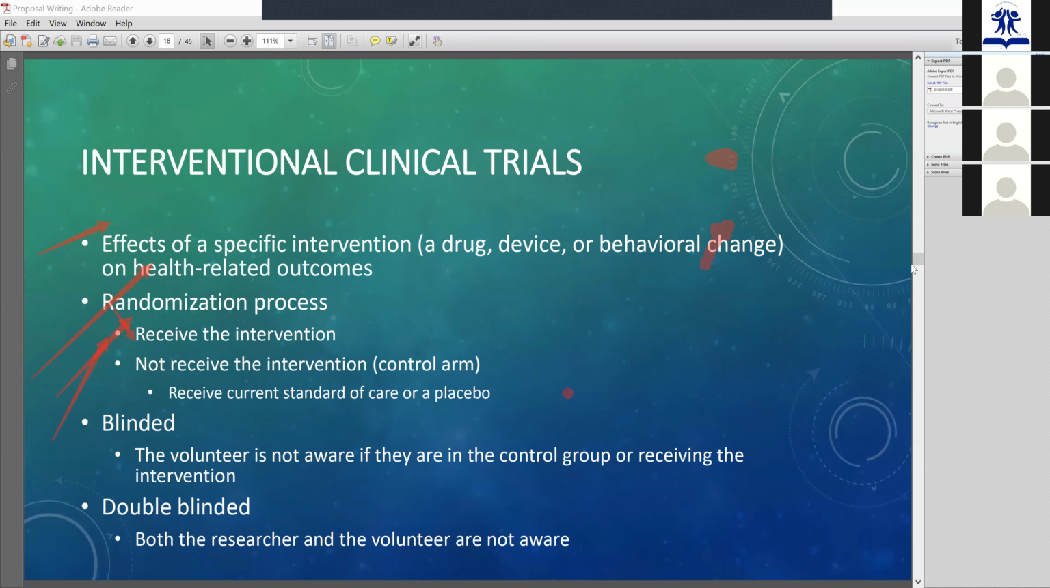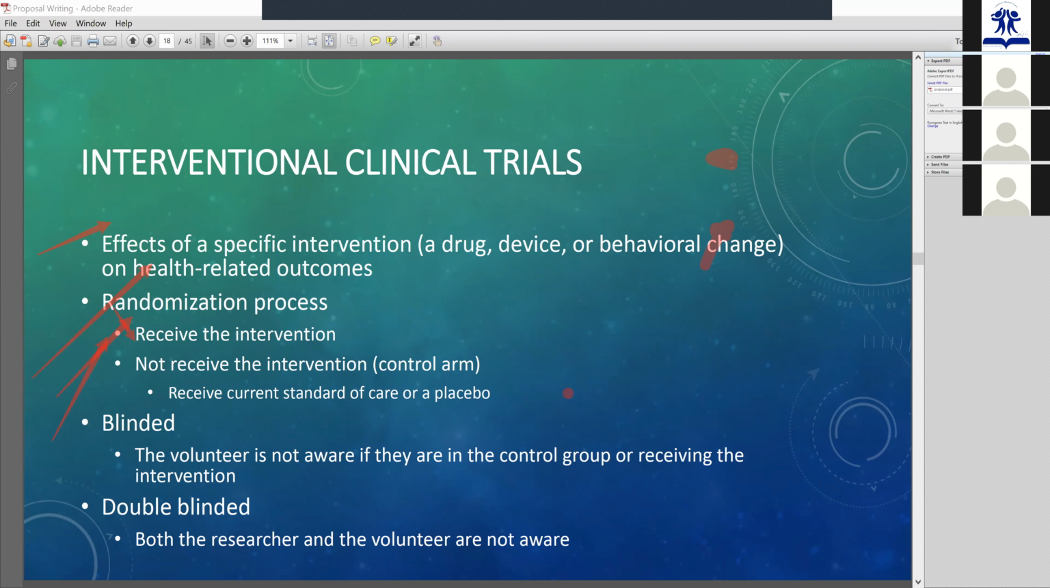It means that you should not know which group is the control group and which group is the case group. If both you and the patients are blinded, then the study is double blinded. If only the volunteers or the patients are blinded and they do not know whether they are being given the placebo or the new drug, then the study is blinded. The study should at least be blinded. Okay, it's better if it's double blinded.